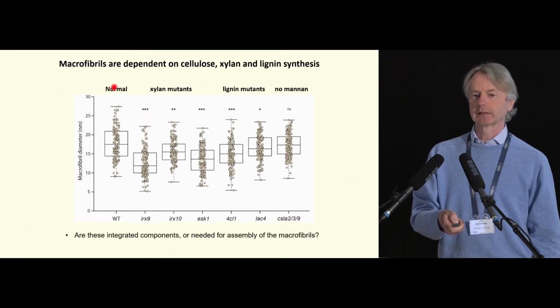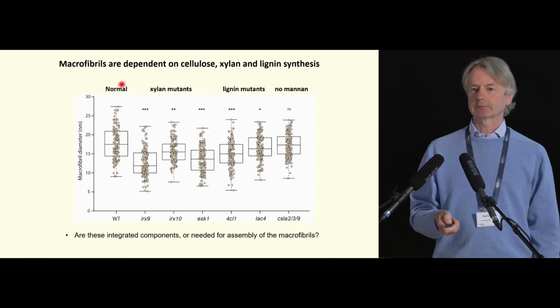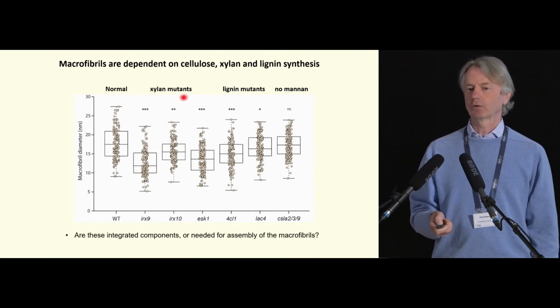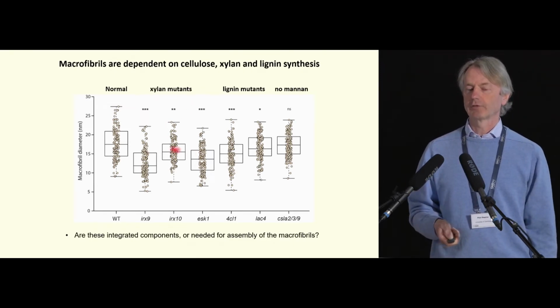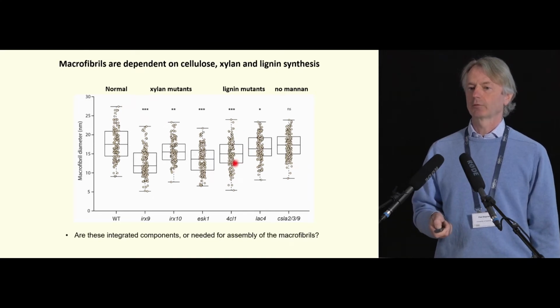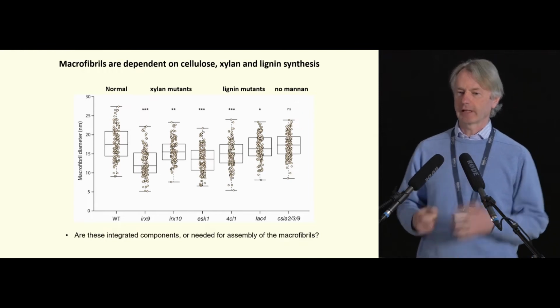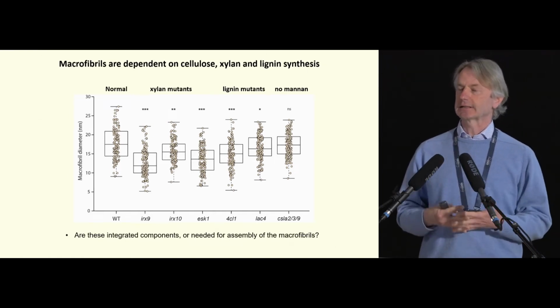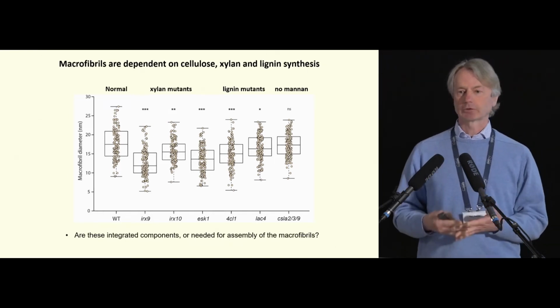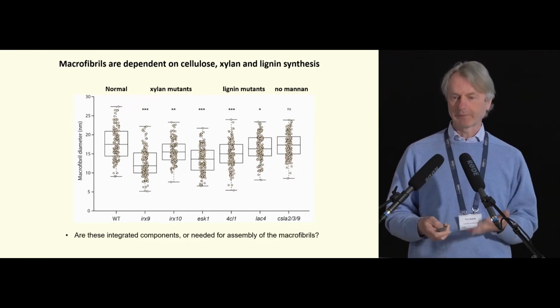In a normal plant, they are about 18 nanometers in diameter, with a wide range measured, but 18 on average. Where we reduce the amount of xylan or make the xylan shorter, we do see an effect on the average width of these bundles. Similarly, if we change the amount of lignin in the plants, they're also slightly smaller, but they're still seen. When we remove glucomannan, there was no effect. So we get an indication that xylan and lignin are necessary for the correct assembly of these macrofibrils. They can still form, but they're not as large.